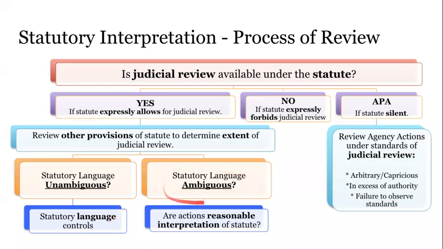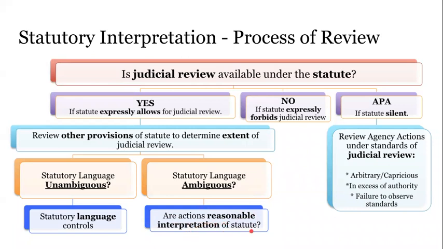If it's more ambiguous, if the statutory language doesn't give you a direct identification of the capacity for judicial review, but there's language in there that suggests that you would have to have judicial review in order to affect the intended outcomes of the statute, then the court reads the statutory language, the remainder, and asks if the actions taken are a reasonable interpretation of the statute.